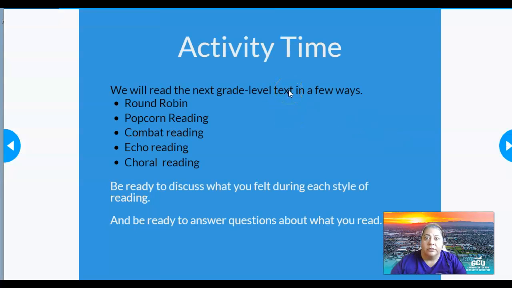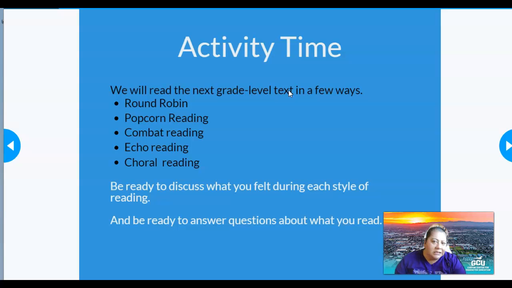So we're not going to be able to do this because we're online, but I want you to think about round robin, popcorn reading, and comeback reading. Those three. Round robin really is when you assign reading to everybody in your class. For example, you're going to read a passage or a paragraph, and you're going to say, you're going to read line 1, you're going to read line 2, Timmy's going to read line 3, and so on. Everybody has something they're reading. Don't do that. Please don't do that.